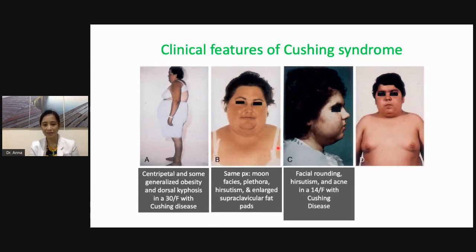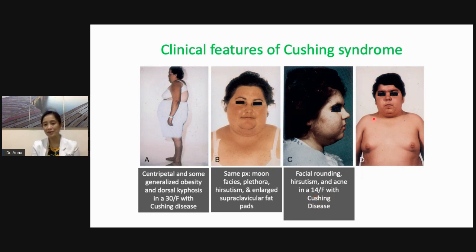This one, patient C, you see the side view of your moon facies, your facial rounding, your hirsutism here. There's also some degree of acne, if you look closely. Okay? And this is a 14-year-old, relatively very young, female also with Cushing's disease.